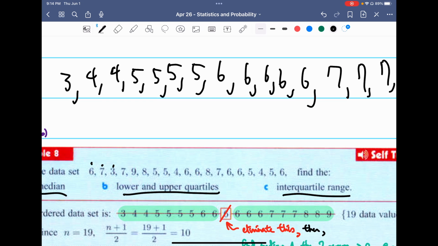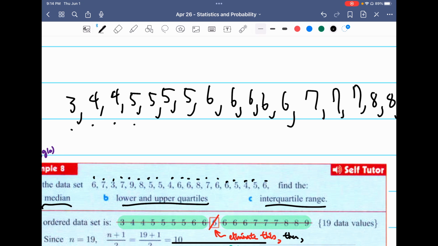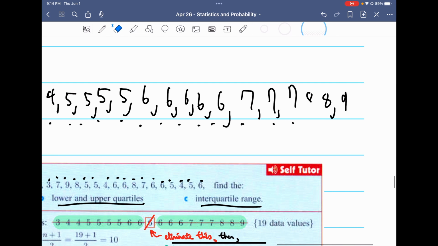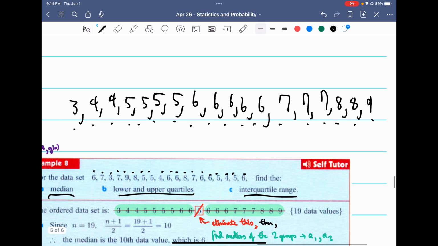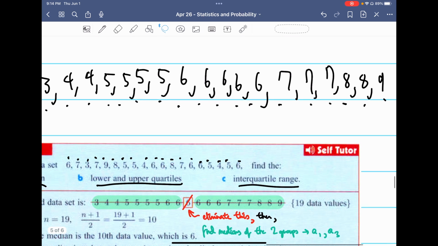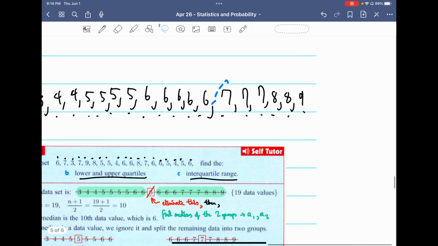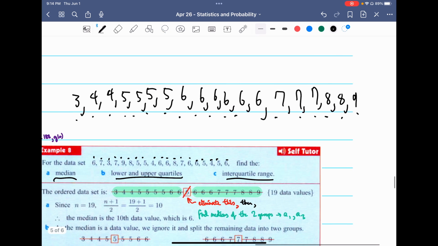So 2, 3, 4, 5, 6, 7, 8, 9, 10, 11, 12, 13, 14, 15, 16, 17, 18, 19. And I should also have 19 numbers. 1, 2, 3, 4, 5, 6, 7, 8, 9, 10, 11, 12, 13, 14, 15, 16, 17, 18. As you can see, I have made a mistake in the number of values, so I have to look back and see what the mistake is. I actually know the mistake because I intentionally made it so that I can tell you how to check if you're missing a number or not. I missed a 6, so I'm going to add back a 6.